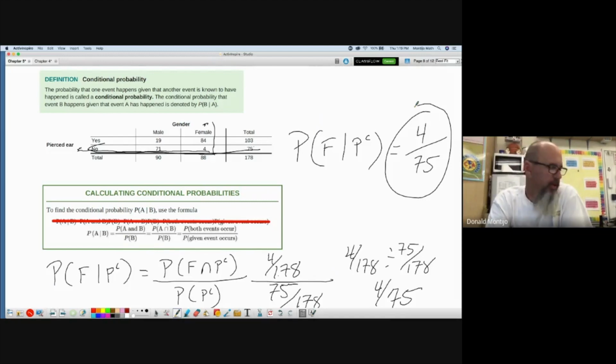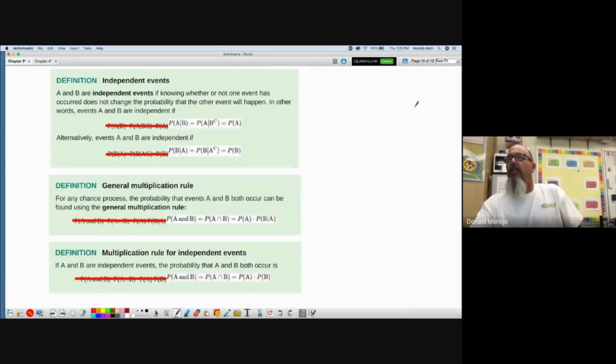Conditional probabilities, the probability that one event occurs given that the other event occurs. Right. And conditional probability, oftentimes we want to use a tree diagram to model.